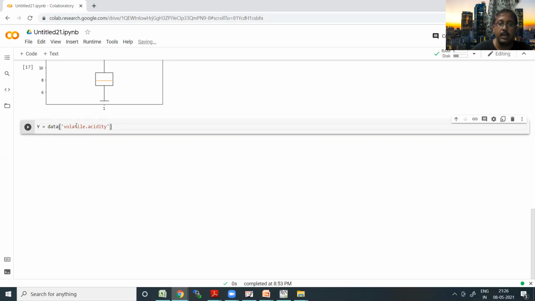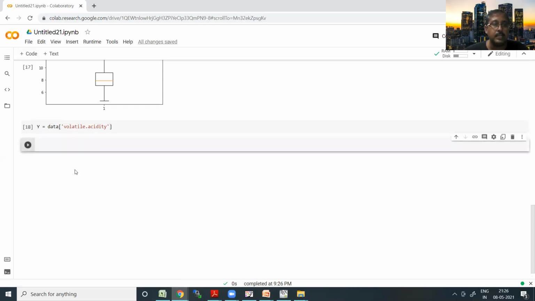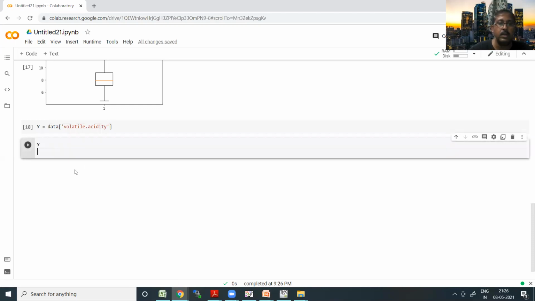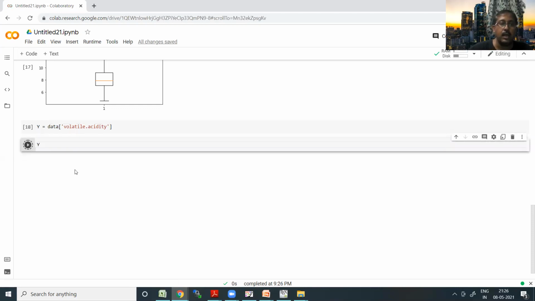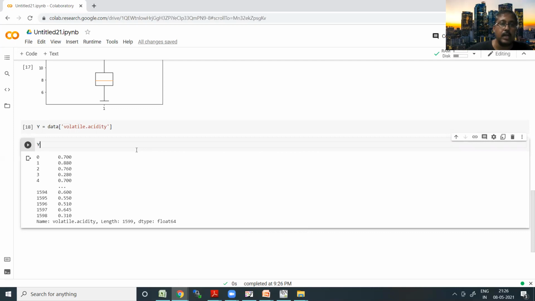And let me make these volatile. So if I do this, I get y as here, and then I can see whether y is having values or not. Okay, so I can see that the y values are coming.